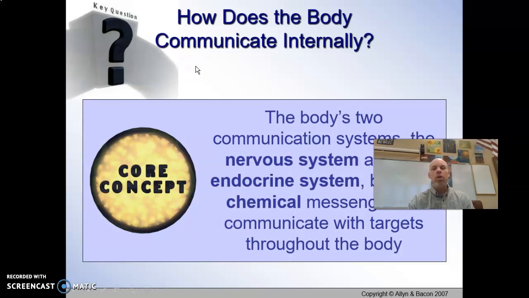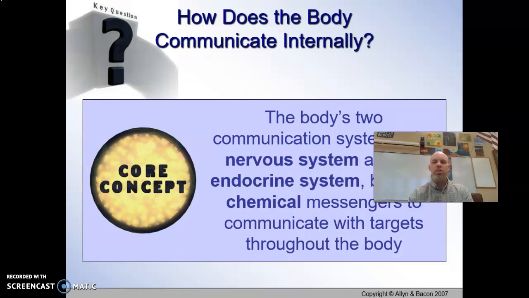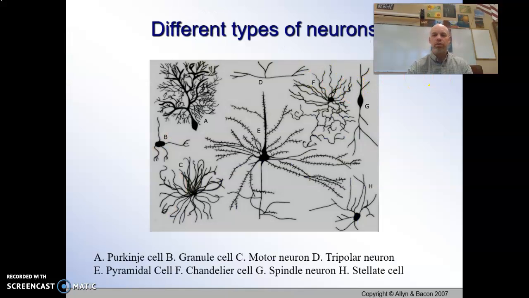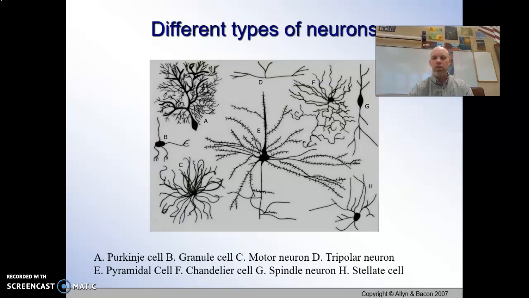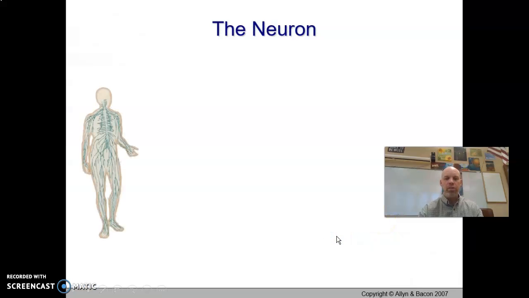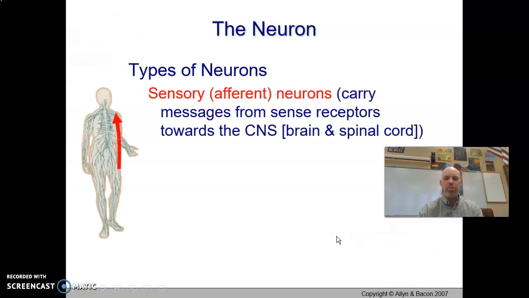All right, so the two main communication systems of the body are the nervous system and the endocrine system. And they're going to use chemical messengers in different ways in order to send communication throughout the body. So we're going to get into the nervous system first, and we're going to look at the foundations of the nervous system and start looking at neurons. There's some pictures of some neurons there. We might talk more about those in class, but let's look at the basic types of neurons.